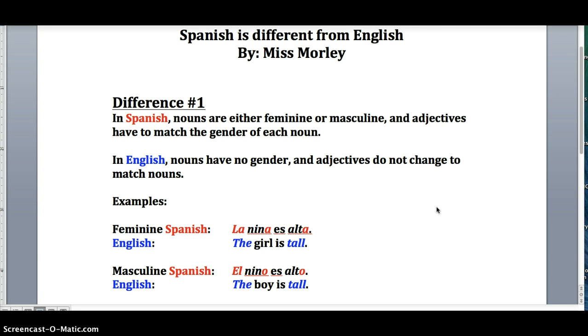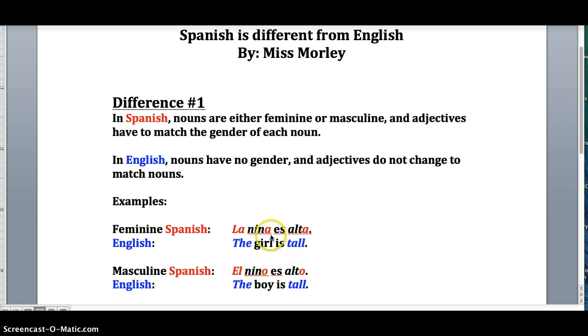So let's look at an example. Feminine nouns in Spanish could be that way just because they are something feminine or because for whatever reason they have been grammatically categorized as feminine. Usually they end in the letter A, but not always. So let's look at this. La niña es alta. That's Spanish. What it means is the girl is tall.